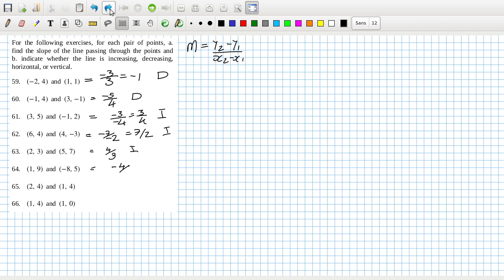5 minus 9 is minus 4. Minus 8 minus 1 is minus 9. 4 over 9 is increasing. 4 minus 4 is 0, so that's a horizontal line, and minus 4 over 0 is undefined, and that is a vertical line.